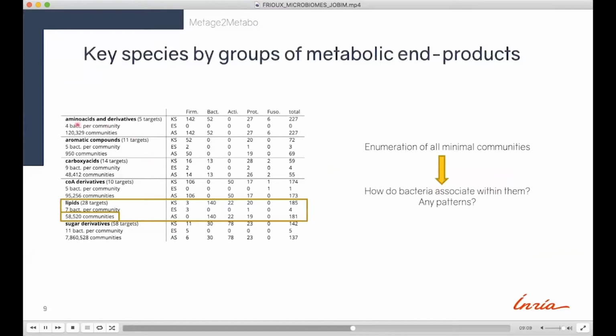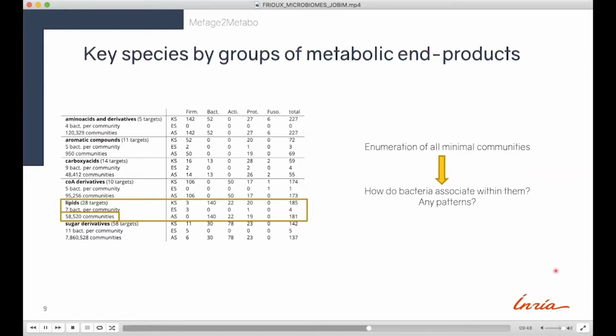So here we have our 6 categories. The minimal size of a community is ranging from 4 to 11 bacteria. And you can see that we have up to 7 million equivalent minimal communities for sugar derivatives. Fortunately, the number of key species is way smaller. For example, 185 species out of the 1,500 for lipids metabolites. And the number of essential symbionts is even smaller.